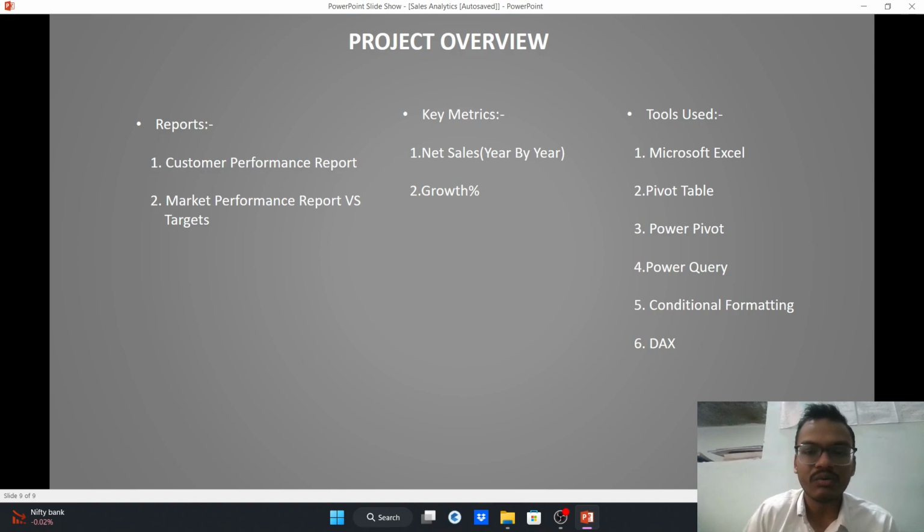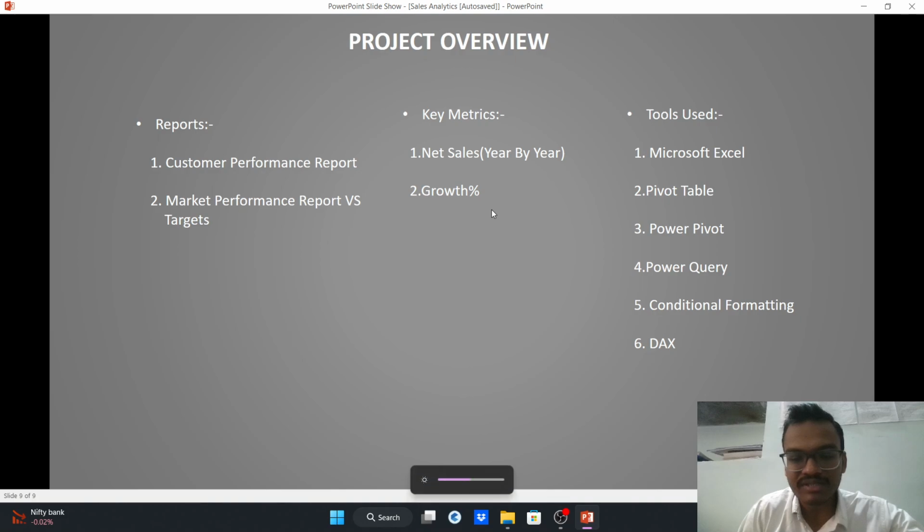Okay, so there are two types of key metrics which we are measuring, that is net sales and growth percentage. Net sales and growth percentage. Tools which are used in this project are Microsoft Excel, Pivot Table, Power Pivot, Power Query, conditional formatting, and DAX, that is data analysis expression.